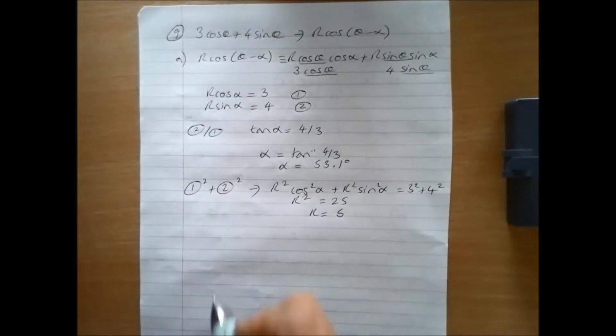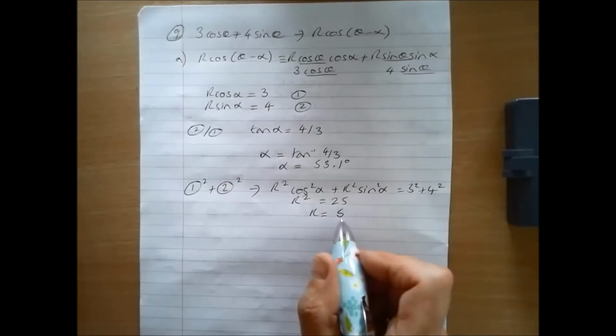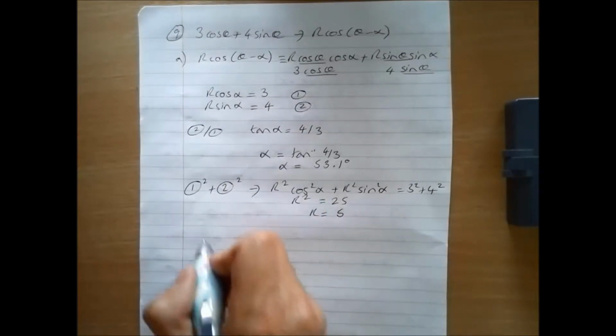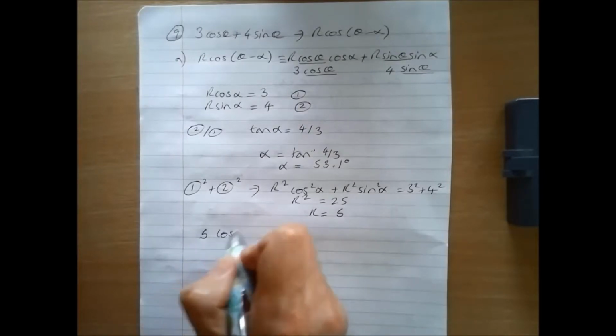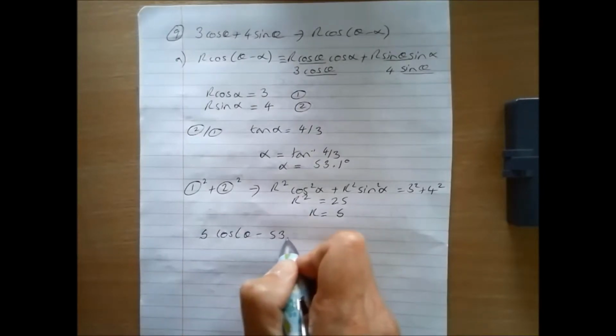So now we've got the form. We've worked out r is 5. We've worked out alpha is 53.1. So we're in the correct form: r, 5 cos of theta minus 53.1 degrees.